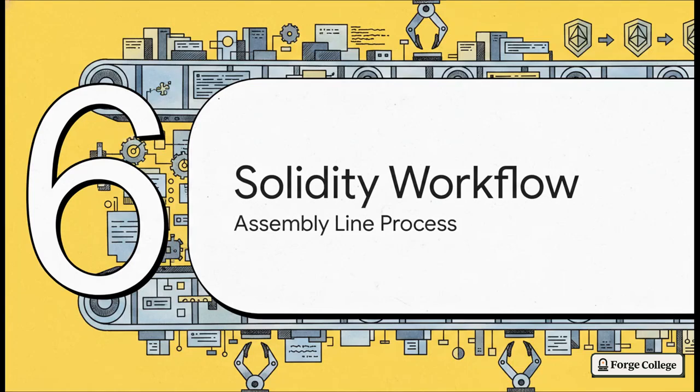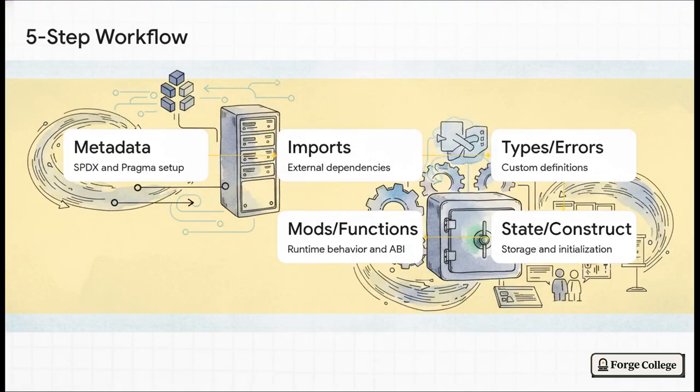Section 6. Your Solidity workflow assembly line process. So, knowing the parts is one thing, but assembling them correctly? That is what makes you a professional. Let's introduce a really practical assembly line workflow for writing safe, logical contracts every single time. Take a look at this predictable 5-step sequence. You always start with step 1, metadata, then 2, imports, then 3, custom types and errors. Next, step 4, your contract state variables and constructor. And finally, step 5, your modifiers and functions.